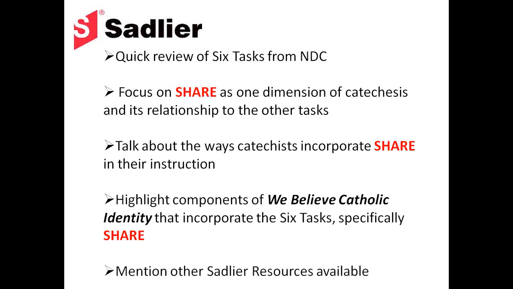And again, I think that middle target, talking about the ways catechists incorporate it. They have such an important role in our programs. Yes, a lot of the other tasks relate to the instruction piece that they do and fulfill in their role as catechists. But I think share is more their witness of their own faith that comes out in the process of instructing and teaching your students. So we'll look at that a little bit more closely.